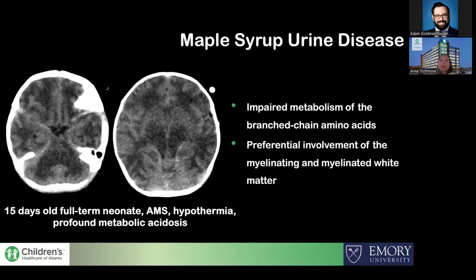So let's take a look at one of the examples of these disorders, which is maple syrup urine disease. This is a disorder with impaired metabolism of the branched-chain amino acids, and it preferentially involves the myelinating and myelinated white matter. Here on the left, you see the CT images of a 15-day-old full-term neonate who developed profound metabolic acidosis and first got the CT done at the outside hospital. You can really appreciate very diffuse hypodensity involving both supratentorial and infratentorial white matter.